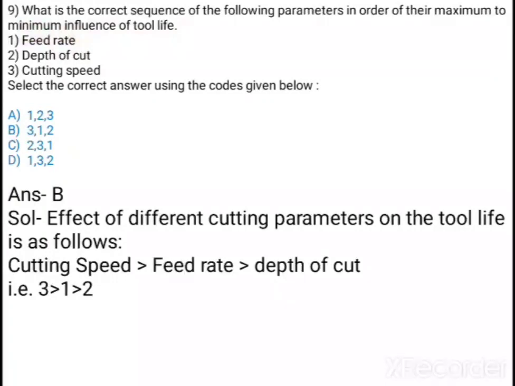If you see the parameters, the speed is very important. Cutting speed is the first influencing parameter, then we move forward to feed, and lastly the depth of cut. So the correct sequence is cutting speed first, then feed, and the last one is depth of cut. So 3, 1 and 2, that is option B.